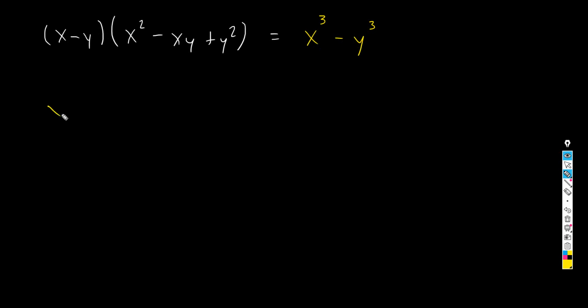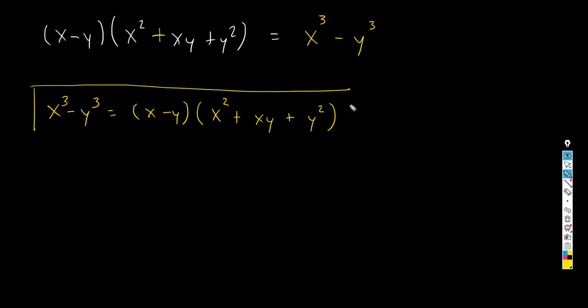So now you have a formula for the factorization of a difference of cubes, which is the first number minus the second number, times the first number to the square. I'm sorry, I made a mistake in here. It's a plus. I'm so sorry about that. Plus the product of both numbers, the first and the second, plus the second number to the square. So this is the formula that we're going to use to factorize differences of cubes.